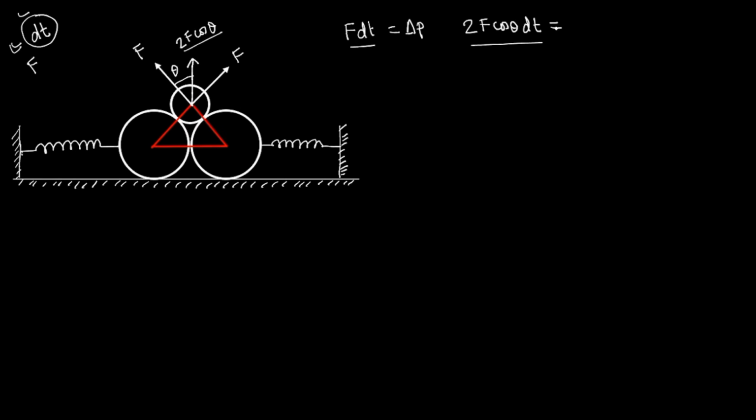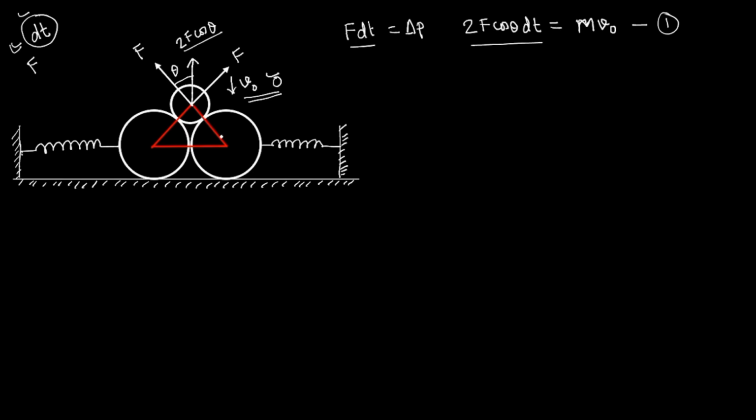Change in momentum of the ball, and we have been given that the ball comes to rest just after the collision. That means initial velocity was v0 and final velocity was 0. So what is the change in the momentum? Change in the momentum is nothing but capital M times v0, because final velocity is 0 just after the collision. So this is one equation: 2F cos theta dt is equal to Mv0.